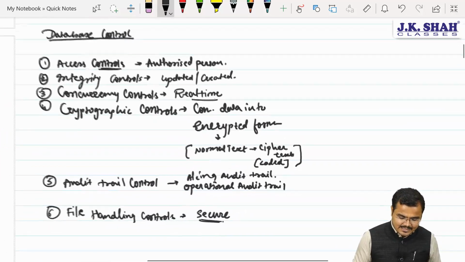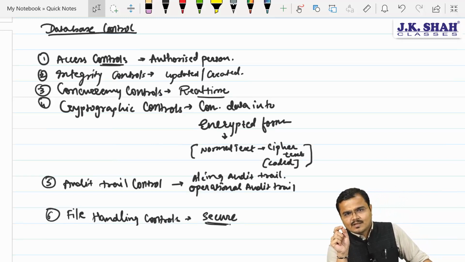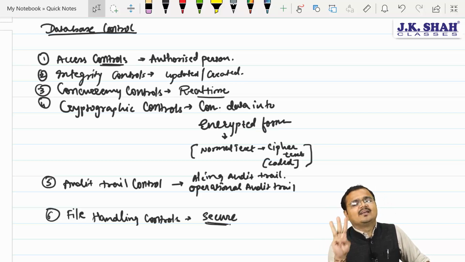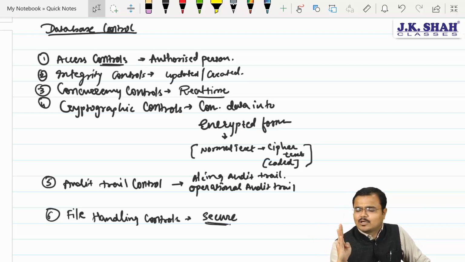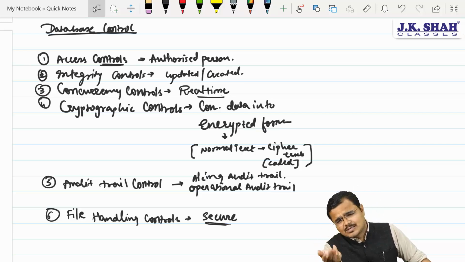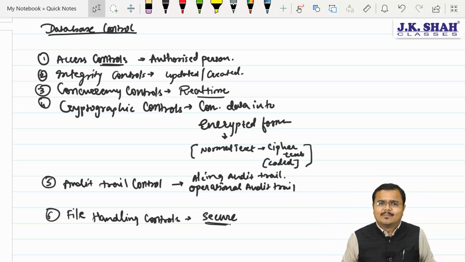So obviously, chartered, once again in conclusion, what do you mean by database controls? Sir, every organization maintains a database. It includes master data, non-master data, accounting data, every type of database is maintained. To make sure that this database always gives accurate, reliable and real-time information, we need to apply some database controls, which include access controls, integrity controls, concurrency controls, cryptographic controls, audit trail controls and file handling controls. Along with that, you can also say application controls, because we can maintain this type of control in our application, as an inbuilt control. Am I very clear to you?